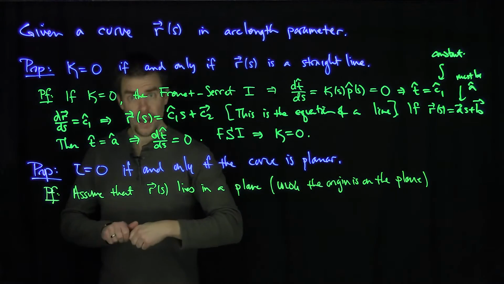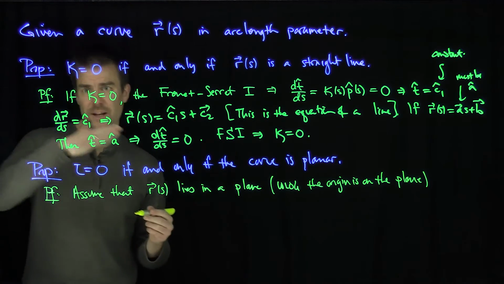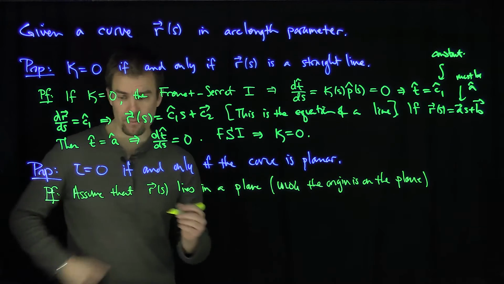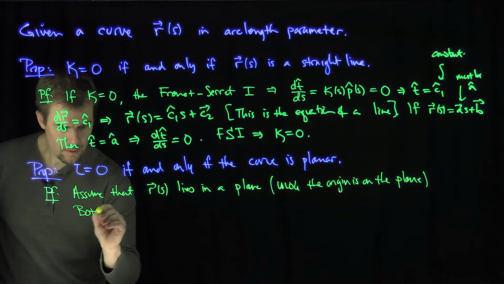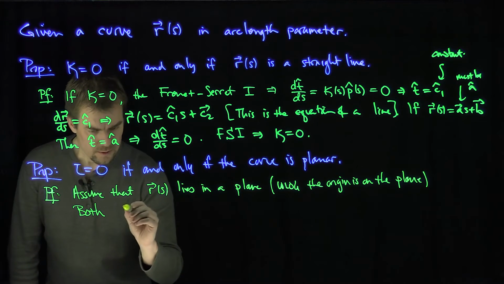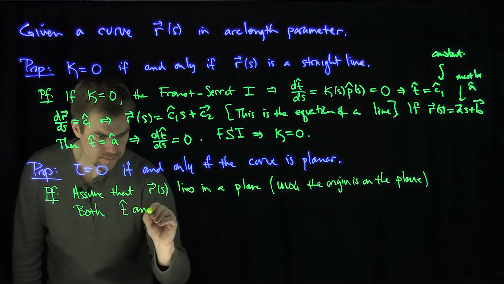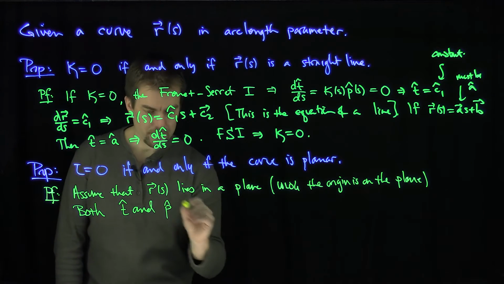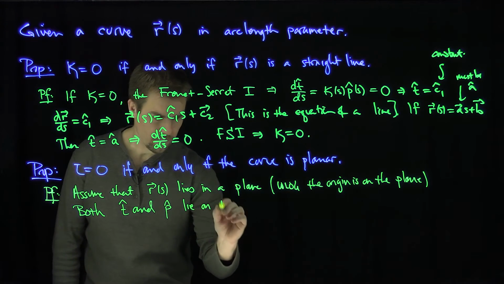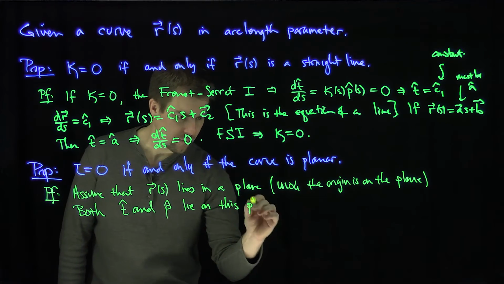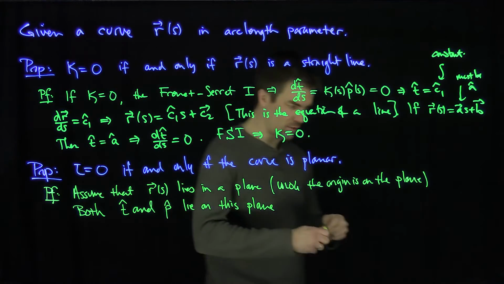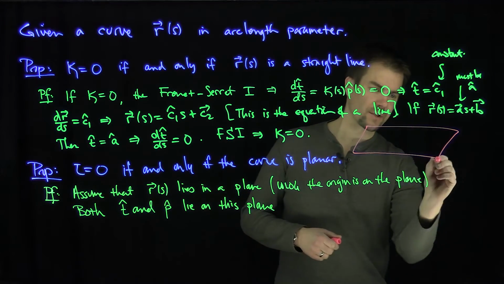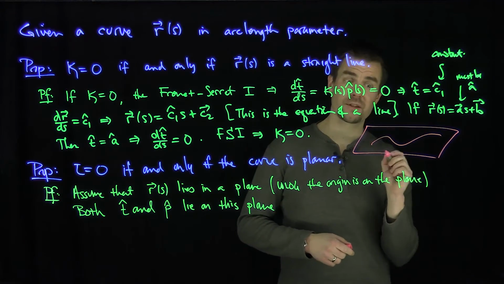Okay. Then what can we say? Then I know that R prime is a tangent vector to the plane, and R double prime is a normal, so both T hat and N hat lie on this plane. Maybe we should draw a picture to illustrate that. So here's our plane, right? So we're assuming that my curve resides on this plane over here. So there's my curve. My curve resides in that plane.